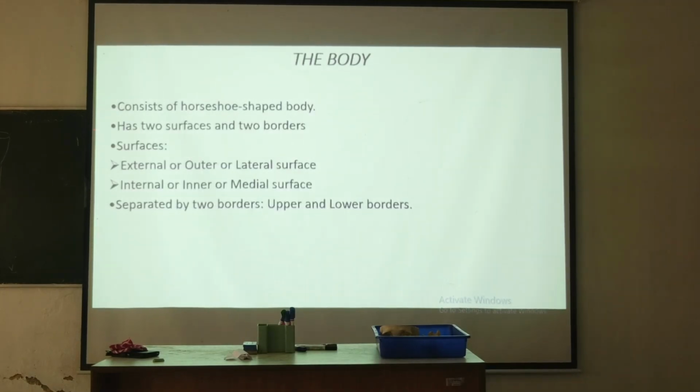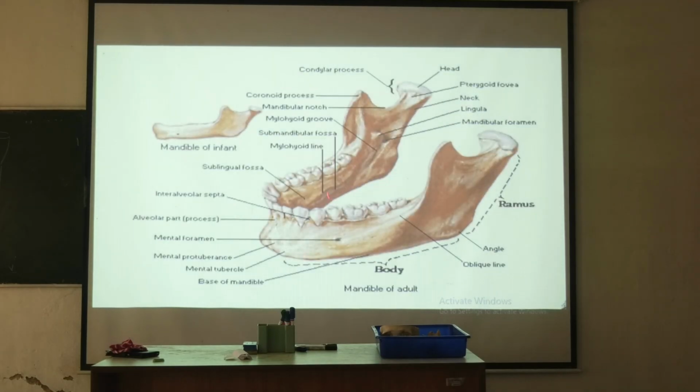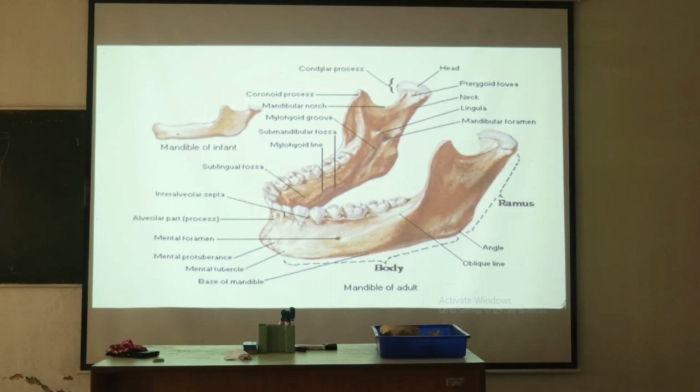So the body of the mandible consists of a horseshoe-shaped body and has two surfaces and two borders. The two surfaces are the external or outer or lateral surface, and the internal or inner or medial surface, separated by two borders, upper and lower borders. Next. See, this is the horseshoe-shaped body. It has an external or outer surface, an internal or medial surface, and two borders. The superior border is holding the alveolar processes and teeth, and the inferior border is known as the base of the mandible. Okay, understood? All those we have discussed. Okay, next.